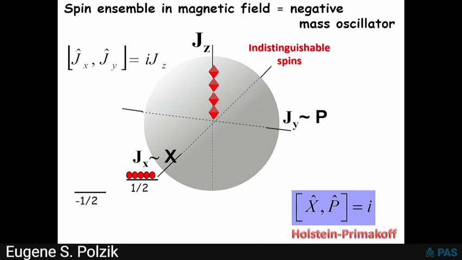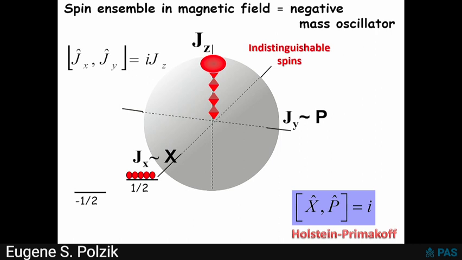So, ladies and gentlemen, welcome the negative mass oscillator. It's a spin ensemble containing a gazillion of atoms, and they are all oriented in one direction in the Bloch sphere. And so the ground state of this oscillator will be like that, the uncertainty of the order of square root of the number of particles.